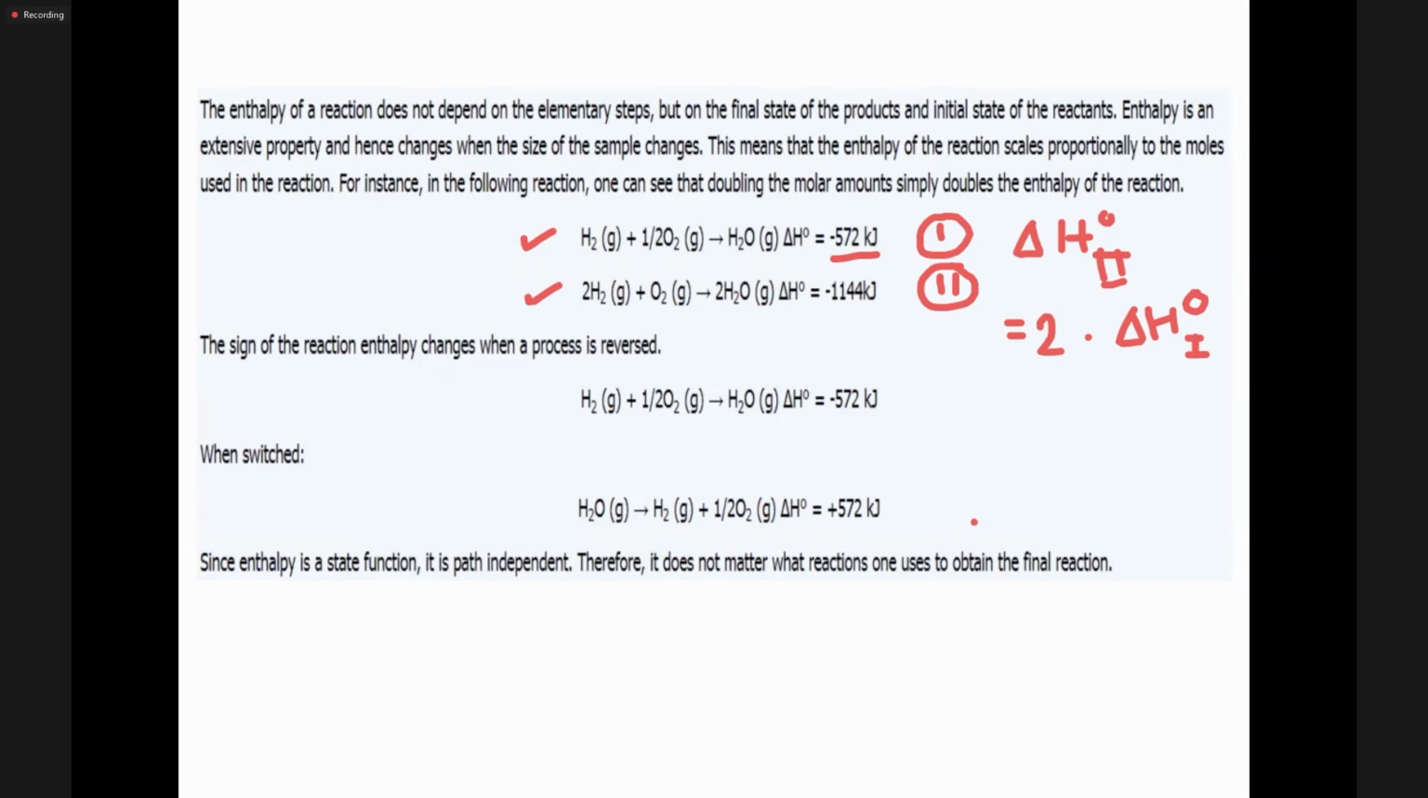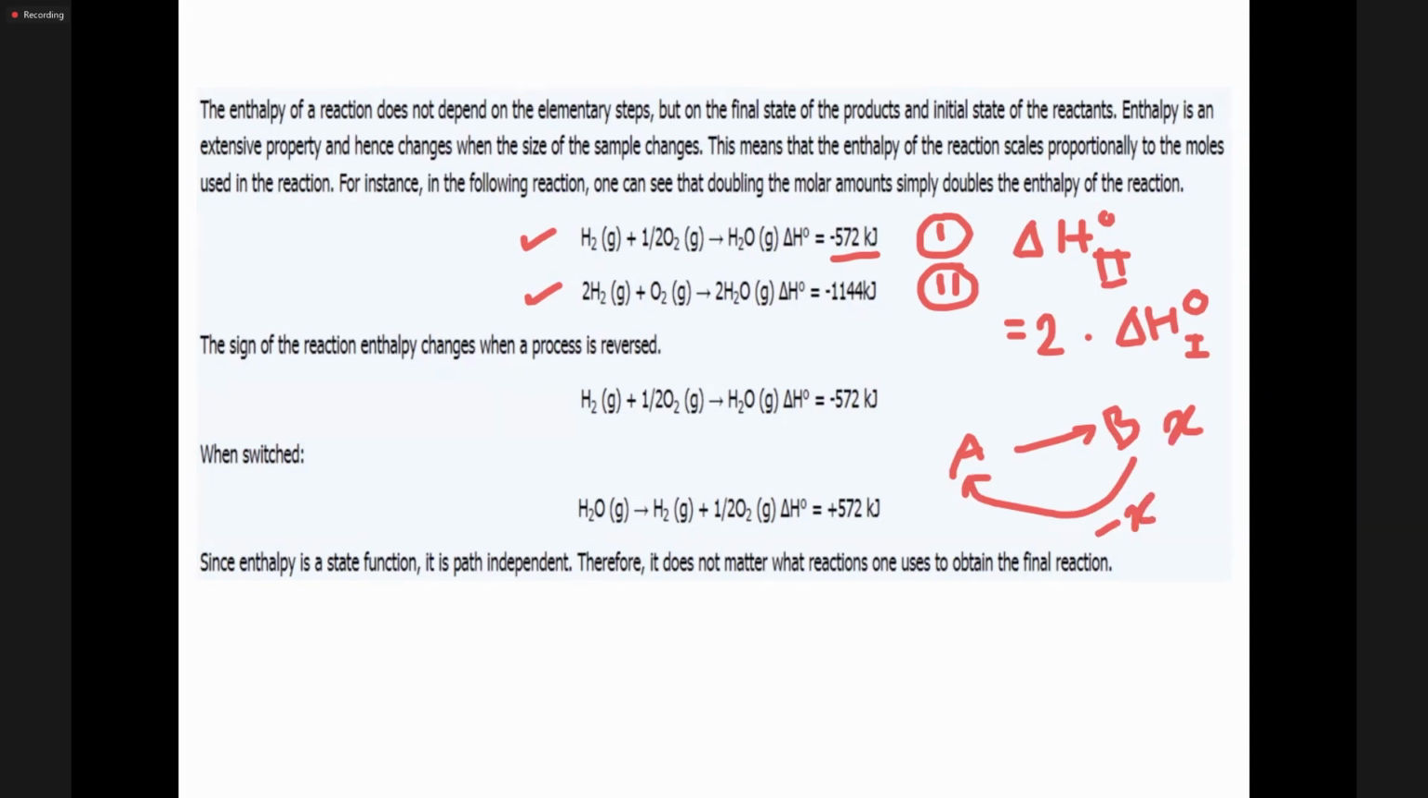Now, since enthalpy is a state function, it is not dependent on the path. So it does not matter what reactions one uses to obtain the final reaction. Just the initial and the final state of the reactants and products should be the same. So if we have a process A to B, and its delta H value is X, then for B to A, the delta H value would be minus X in the same unit. So that shows that enthalpy is a state function.